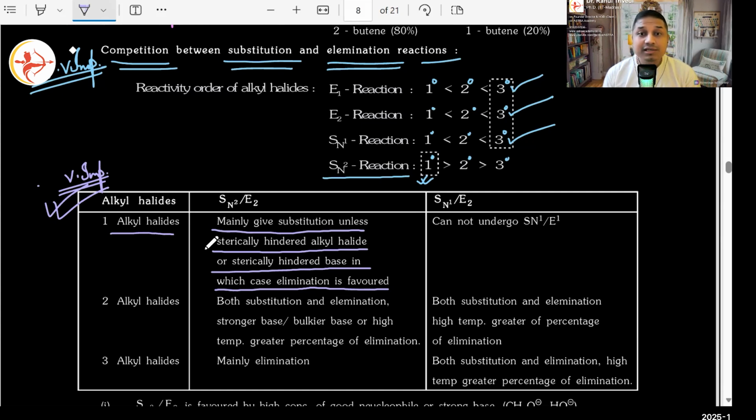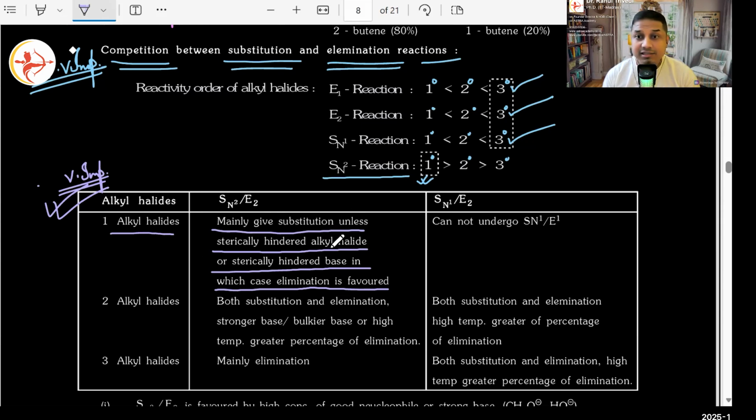But the question here is where it will behave how? Unless there is a sterically hindered, very huge, bulkier base. Correct? Then you know in SN2 which is most reactive? 1 degree alkyl halides. Then what will happen if it is sterically hindered? E2 will happen. Is this part clear? So it mainly gives substitution unless there is a sterically hindered alkyl halide.